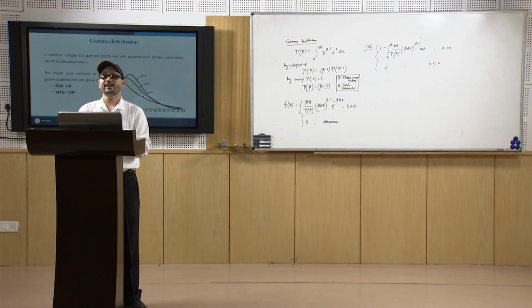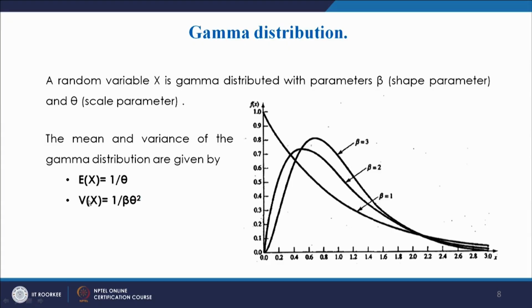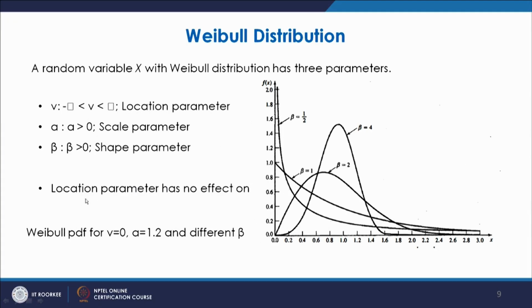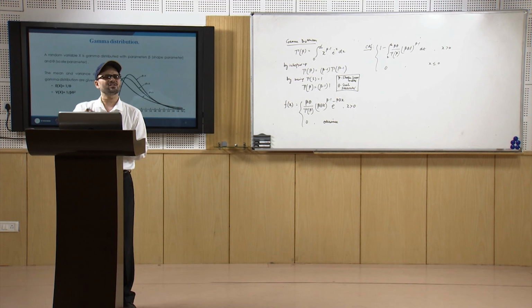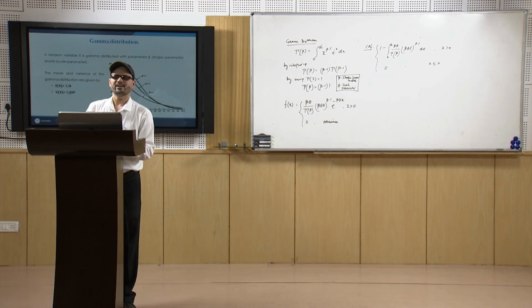So, we can see how with different values of beta and theta you get different types of curves. We will discuss more kinds of continuous distribution functions, and later on the empirical distribution functions, in our next lecture.